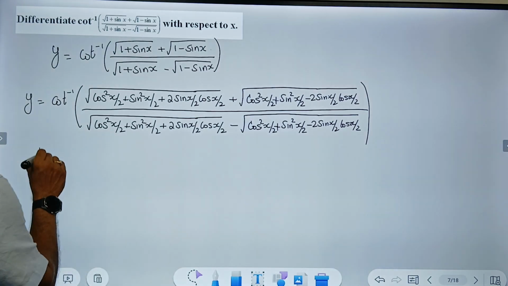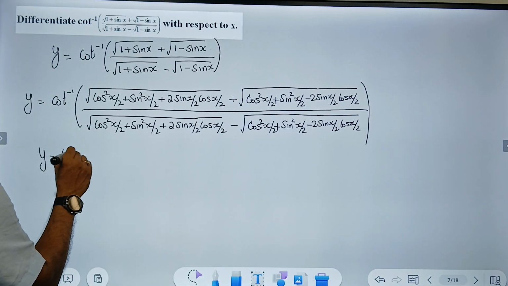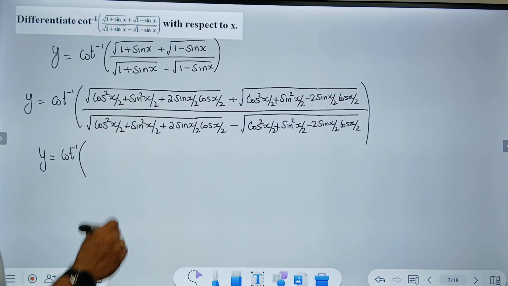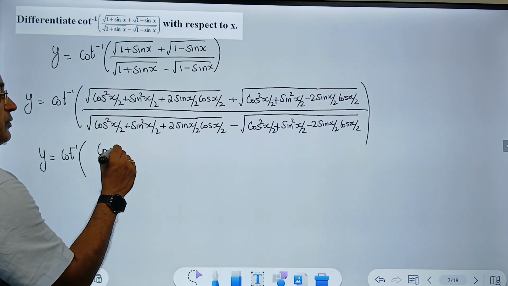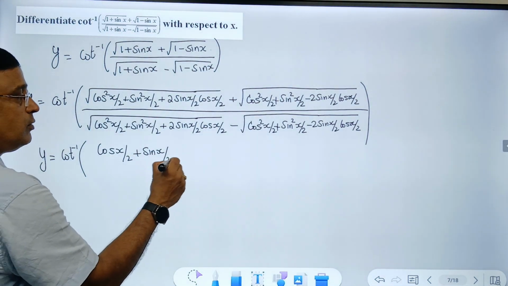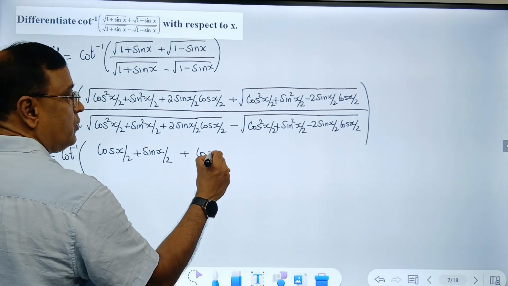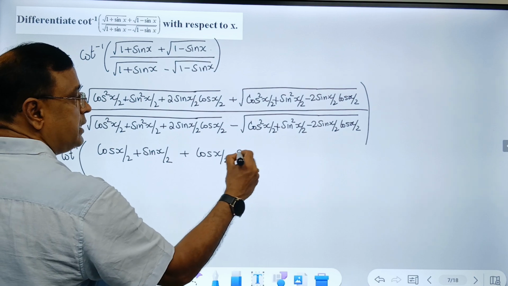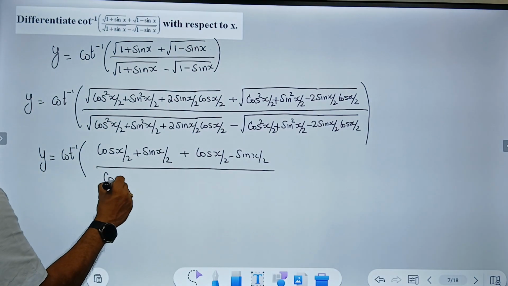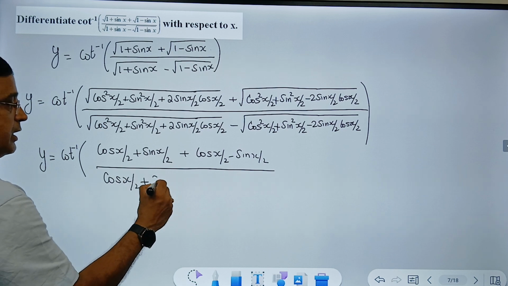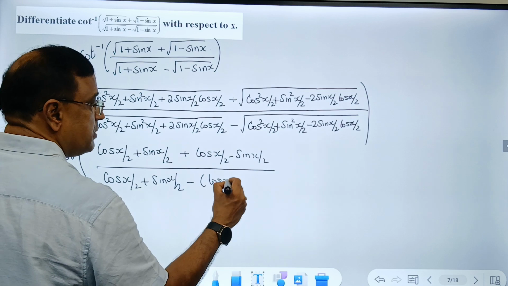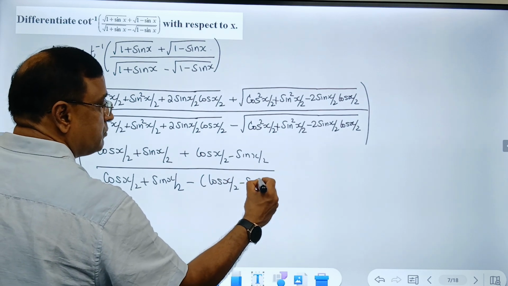So this will be y equal to cot inverse of, now this is (cos x by 2 plus sin x by 2) the whole square. So if you remove the square root, it becomes cos x by 2 plus sin x by 2. I remove the root, and this is cos x by 2 minus sin x by 2. Denominator will be (cos x by 2 plus sin x by 2) minus (cos x by 2 minus sin x by 2).